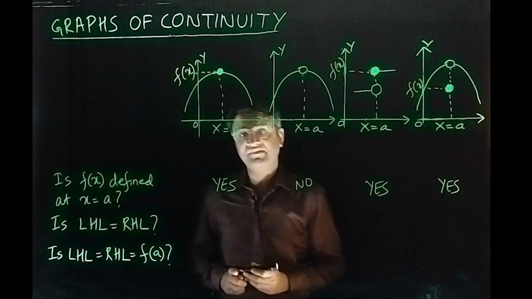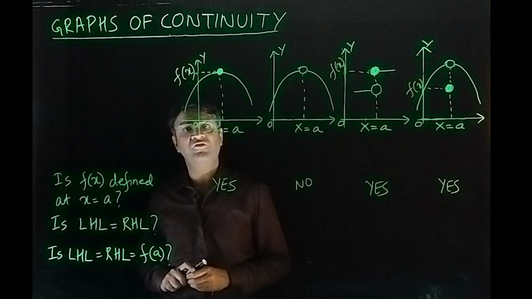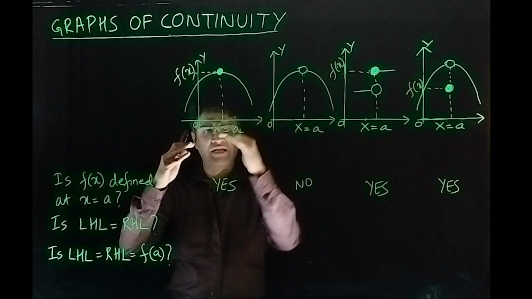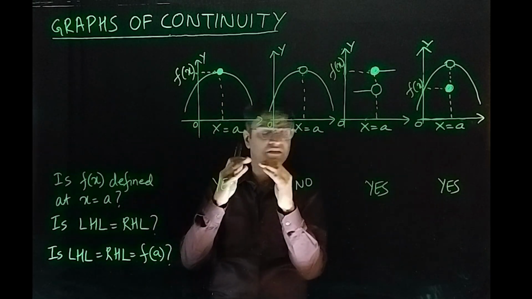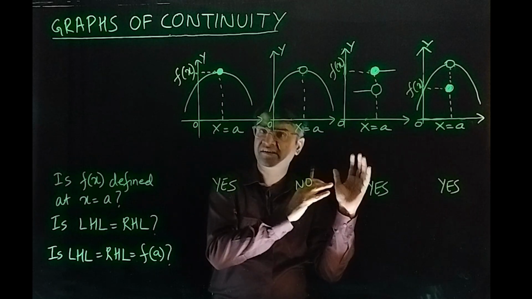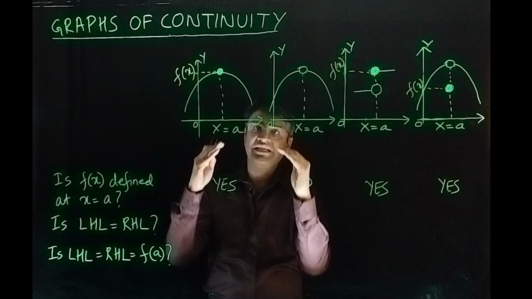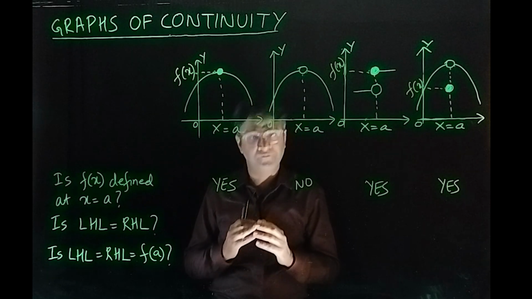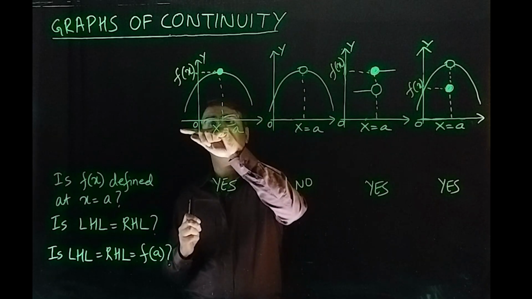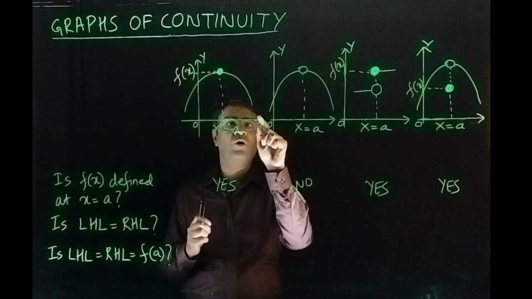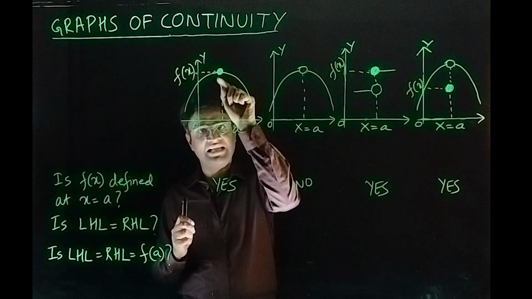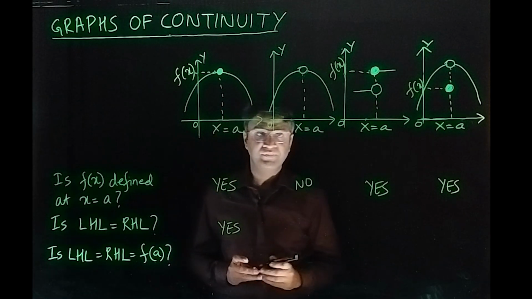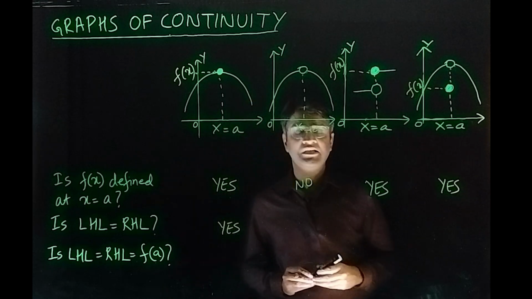What about this one? Is LHL equals RHL? How do I see that graphically? If I draw the curve from right to left or left to right, if they align, they may or may not meet. That's a different issue. If they align, you can claim LHL equals RHL graphically. Here, whether I draw from right to left or left to right, they align. So yes, it is LHL equals RHL here. What about this one? Yes, LHL equals RHL.